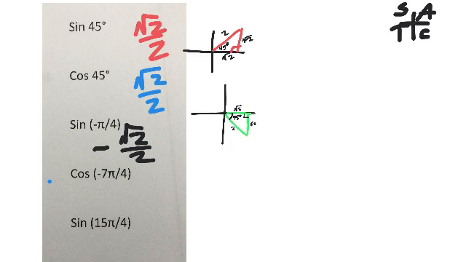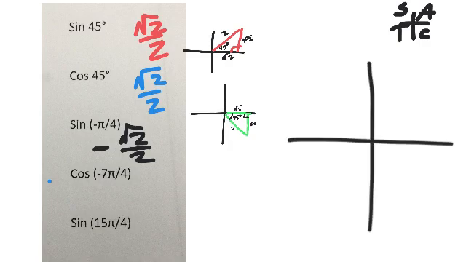Next one, cosine of negative 7 pi over 4. Again, it's a negative rotation, so I'm thinking about rotating clockwise. This would be negative pi over 4, negative 2 pi over 4, negative 3 pi over 4, negative 4 pi over 4, negative 5 pi over 4, negative 6 pi over 4, negative 7 pi over 4. You can think about it, it's almost negative 2 pi, right? So it's almost all the way back around, but it's not quite. We're just short of that. So the terminal side is actually going to be in the first quadrant.